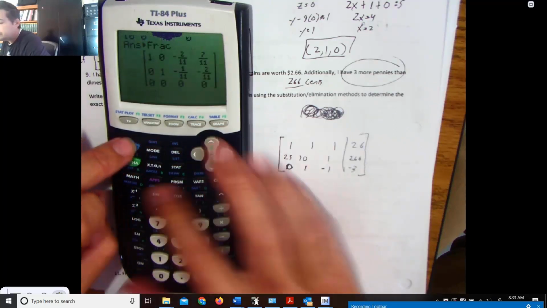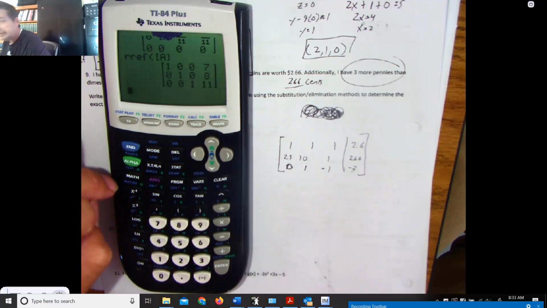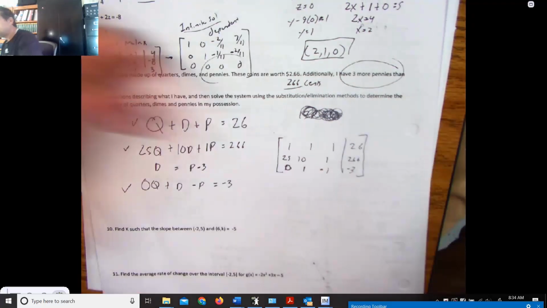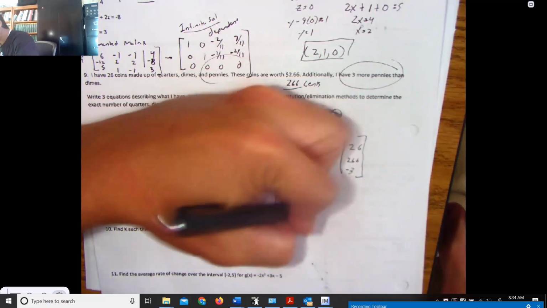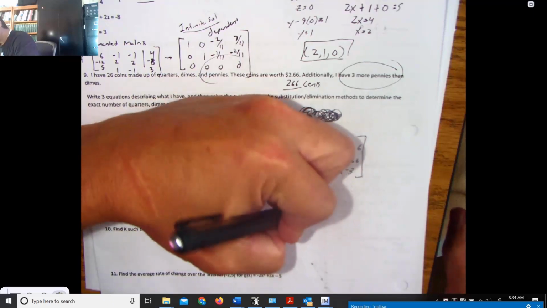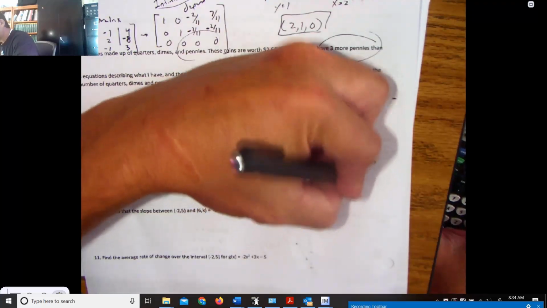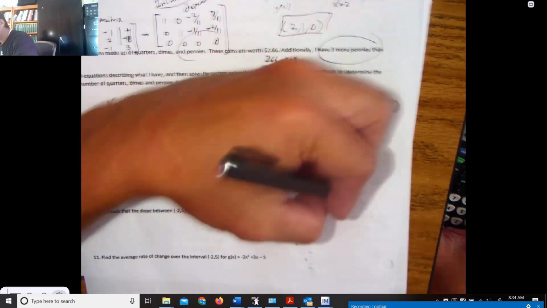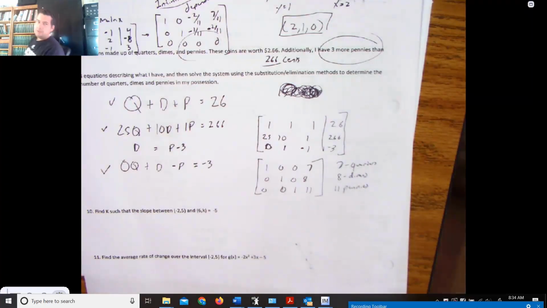All right, quit out. Second matrix, math, reduced row echelon form, second matrix A. And here we go. My resulting matrix is 1, 0, 0, 7; 0, 1, 0, 8; 0, 0, 1, 11. So, talk about quarters. I have 7 quarters. Looks like I have 8 dimes. And it looks like I have 11 pennies. What I'll probably do is ask you how many pennies you have or something. I'm not going to ask you for the whole thing, just one of them.